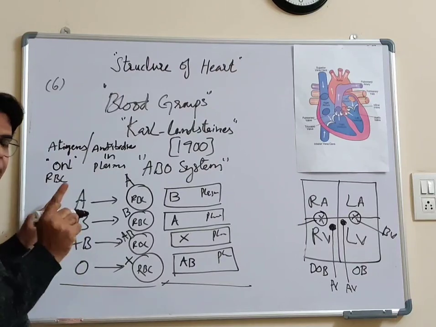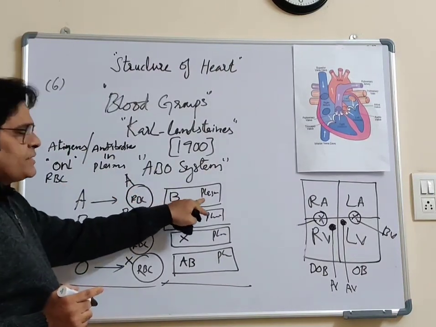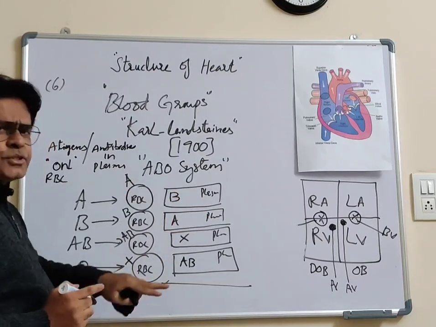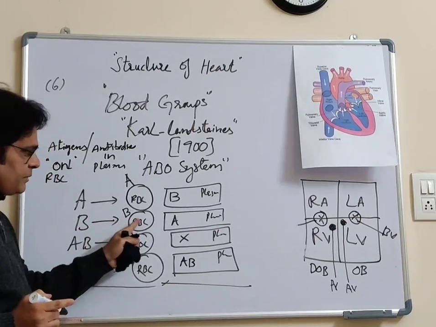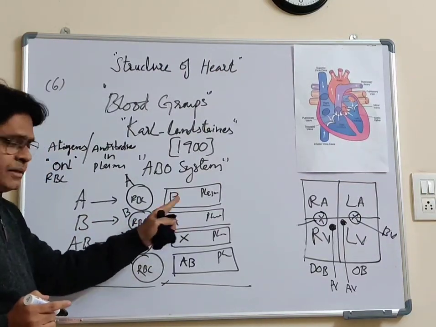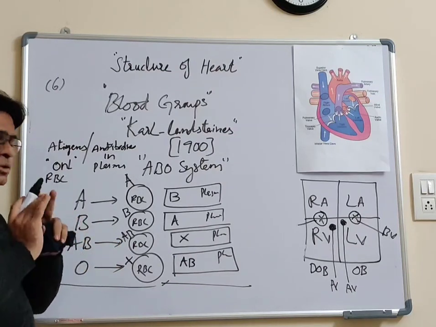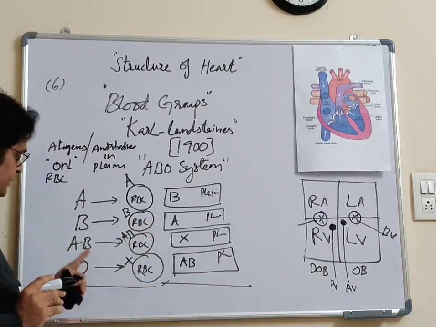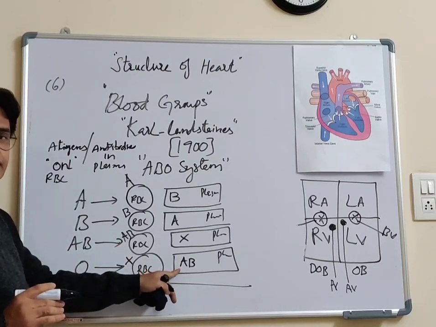A person with blood group A will have antigen A on the RBC membrane and antibody B in plasma. Opposite to it, a person with blood group B will have antigen B on the RBC membrane and antibody A in plasma. A person with blood group AB has both antigens on the RBC membrane, but both antibodies are absent. A person with blood group O has both antigens absent, but both antibodies present.